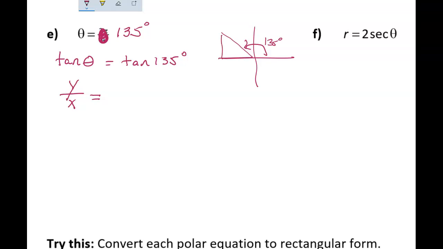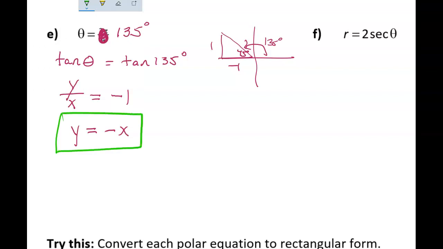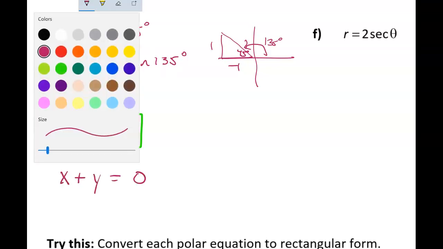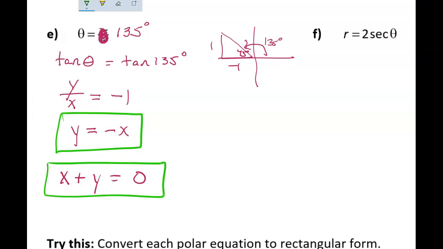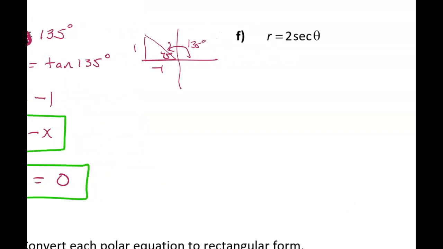135 is an angle that terminates in quadrant 2, with a 45-degree reference angle. Opposite and adjacent are 1 and negative 1. And so that tangent would be 1 over negative 1, or negative 1. And now we can just solve for y. Y equals negative x. That is an equation of a line in y equals mx plus b form. If you like, you can also convert this one to standard form, which would be x plus y is equal to 0. Either of these two are acceptable forms for an equation of a line. It just has to be in some sort of recognizable form.